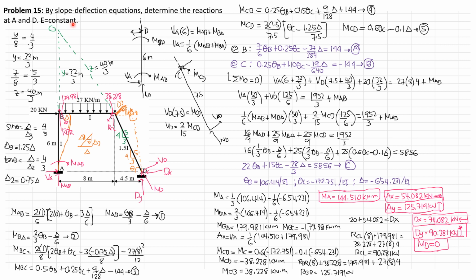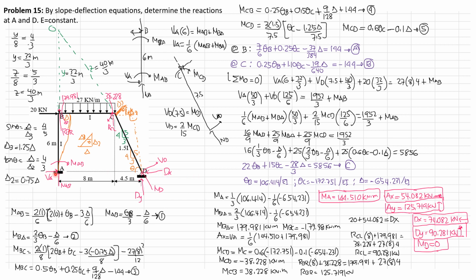in the final exams just this December 2023. So by slope deflection equations, determine the reactions at A and D. E is constant. So this is the frame. So take note that at A it's fixed and at D it's pinned.